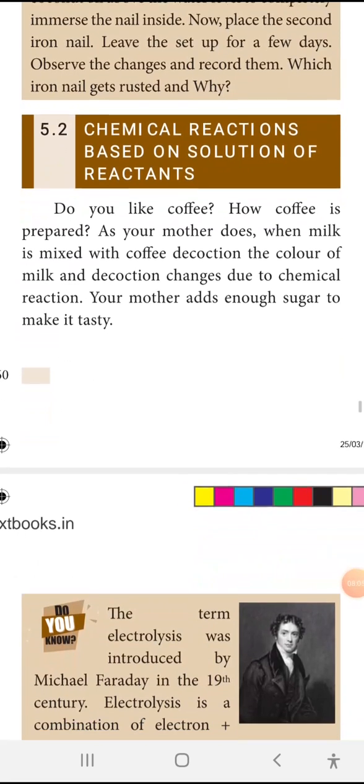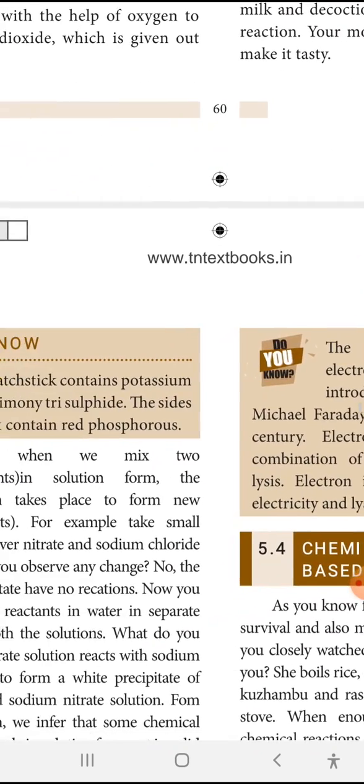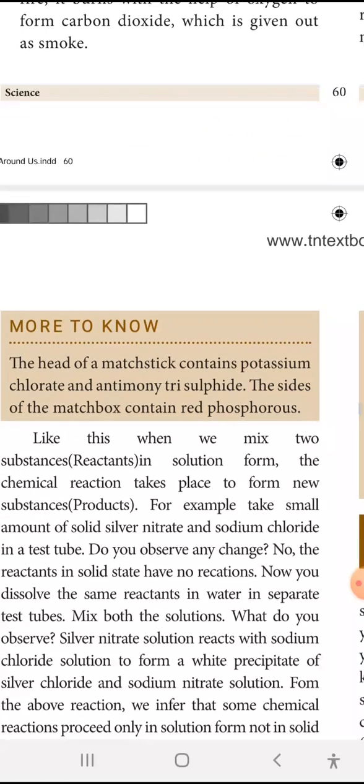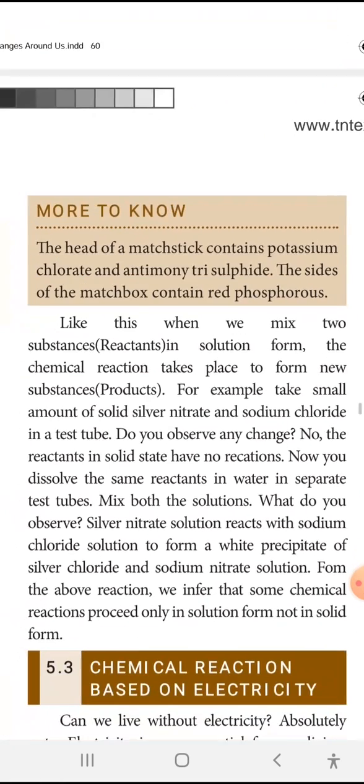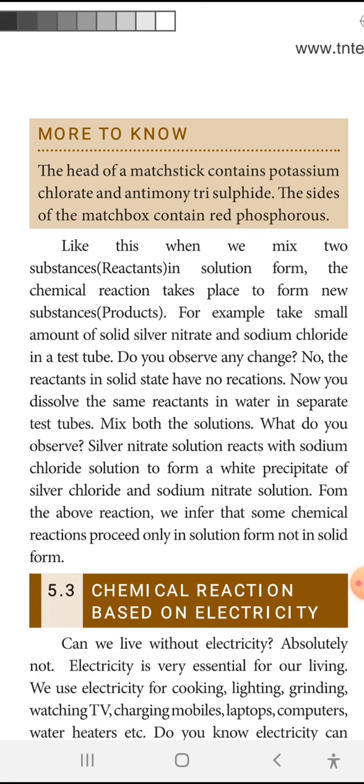Do you like coffee? How is coffee prepared? As your mother does, when milk is mixed with coffee decoction, the color changes due to chemical reaction. Your mother adds enough sugar to make it tasty. What is the color of the milk? White. And the coffee powder? Dark brown. When they come in contact, it becomes a brown color. Like this, when we mix two substances in solution, a chemical reaction takes place to form a new substance, that is the product.